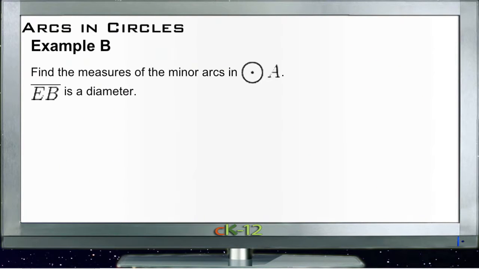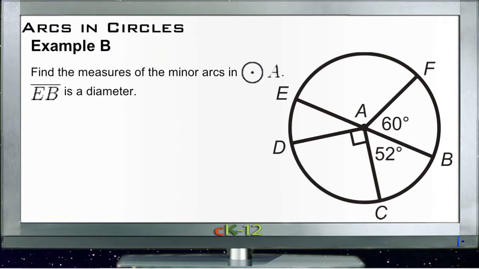Example B says, find the measures of the minor arcs in A, right here, and recognize that EB is the diameter. So we have our diameter from E to B, and then we need to find the minor arcs in A. So our first minor arc, we'll start right here from F and go to B. That's our first minor arc right down through here. So that one obviously is 60 degrees. We can see that one. So we have arc FB. That one's 60 degrees.